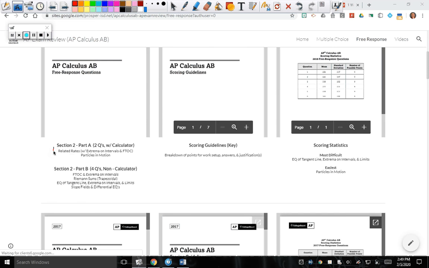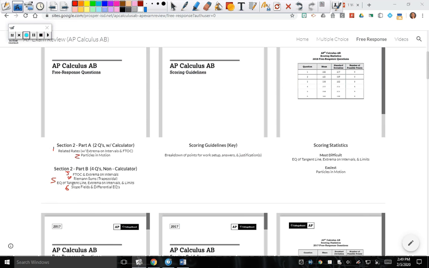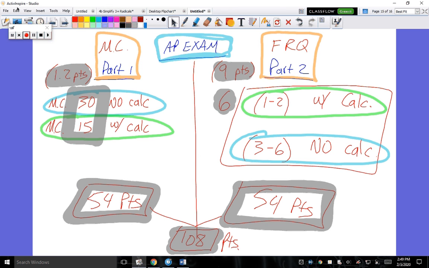They're in order. 1, 2, those are with calculator. 3, 4, 5, and 6, those are without calculator. Right there. Okay? So those are other problems that you could get if you want to study even more for tests and whatnot.